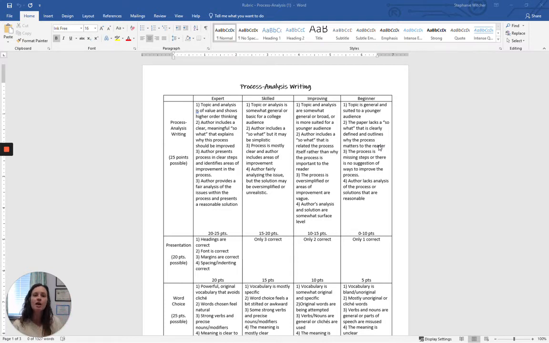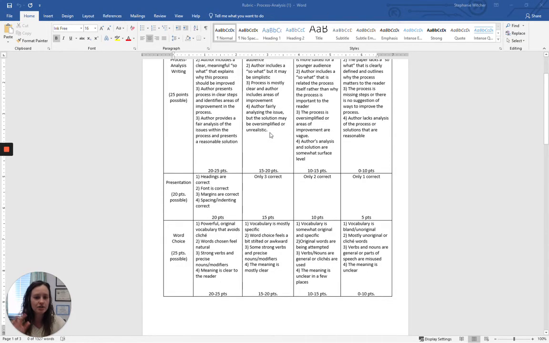So this is problem solving, process analysis. So we need to analyze the process, but then we also need to make it better. And then lastly, that you give a fair analysis of the issues within there. So you're not just saying this process is stupid, because you're going to write it to a specific audience. Remember, you're doing this like a letter and you're writing it to somebody who has control over the process. So you need to make sure that you're giving a fair analysis of the process and providing reasonable solutions that could actually help improve it.